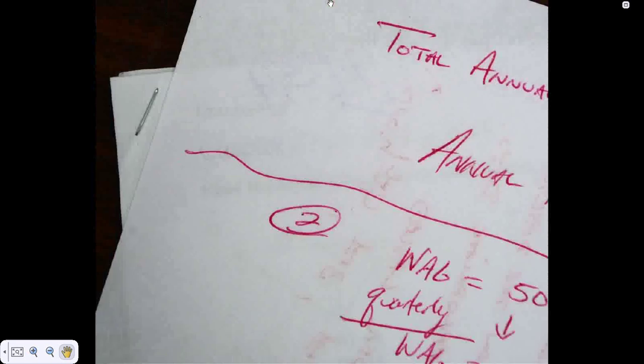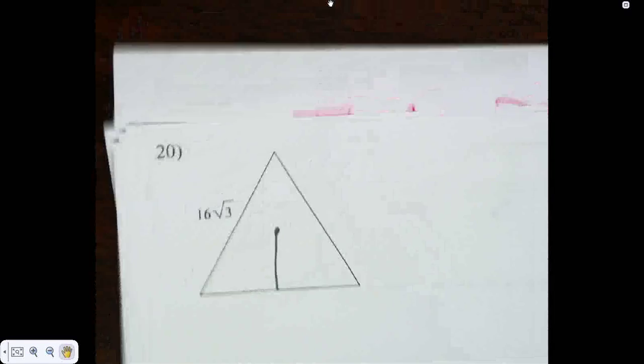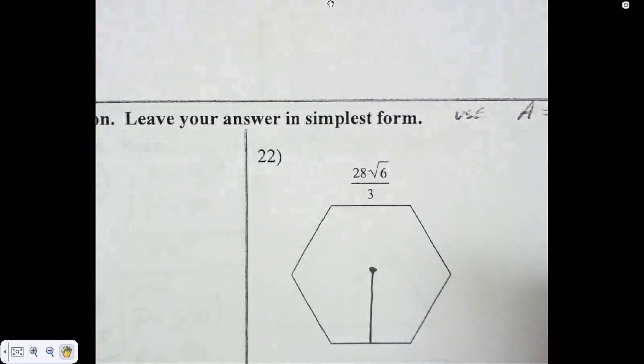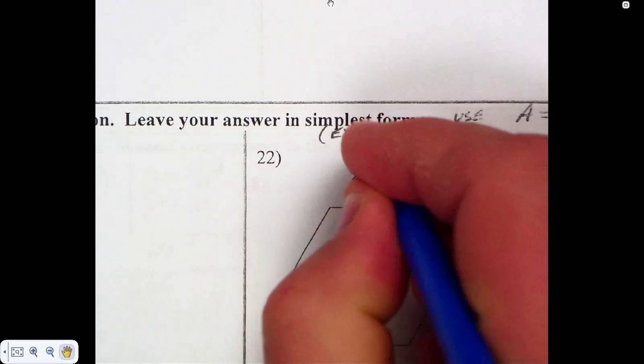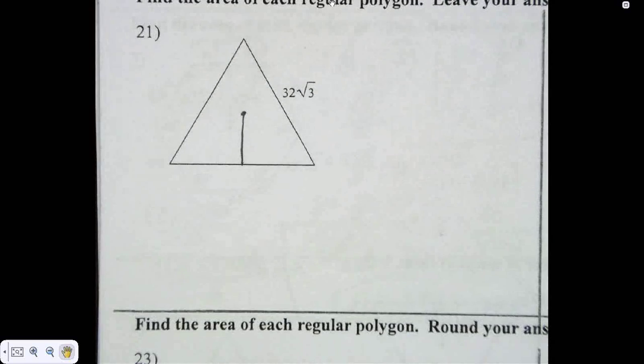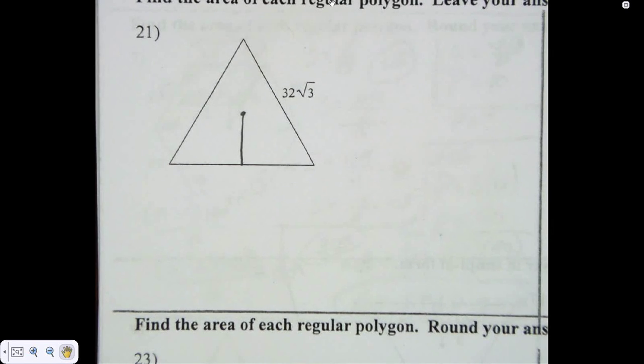Let's go ahead and do number 21. The reason I want to do number 21 is because they want us to leave this in simplest form. So what does that mean? Exact, right? So no rounding. Now if they start with a decimal, you can end with a decimal. Just no rounding that decimal.